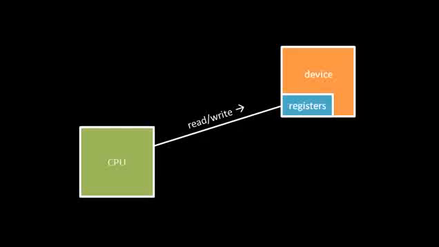So when a device wants to send a message to the CPU, it writes data into its registers, which it expects the CPU to read, and when the CPU wants to communicate with the device, it writes something in the device's registers, which it expects the device to read. Note though that this arrangement is one-sided. The CPU can read and write the registers in the device, but the device cannot do the same with the registers in the CPU.